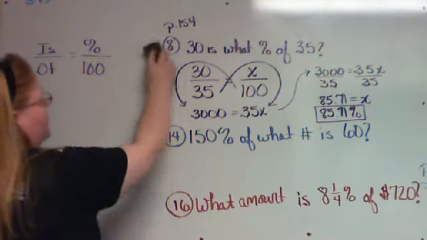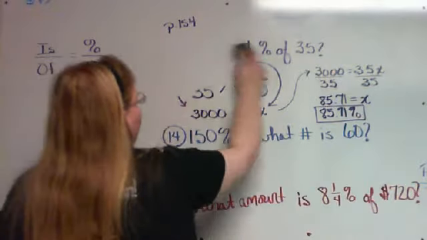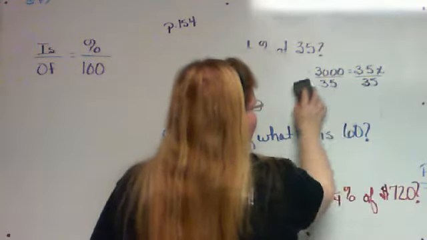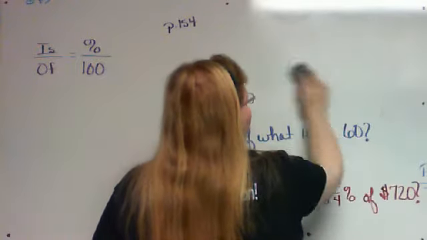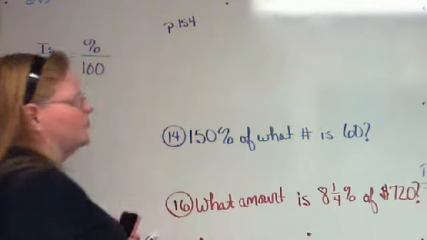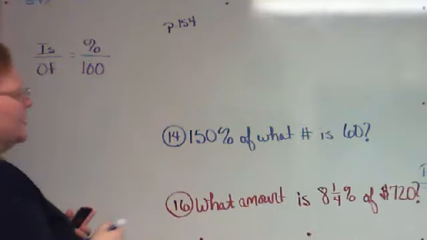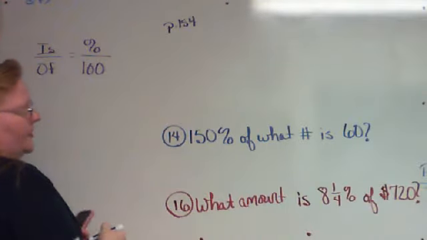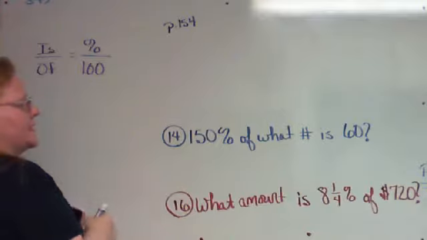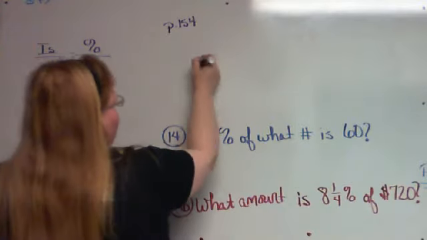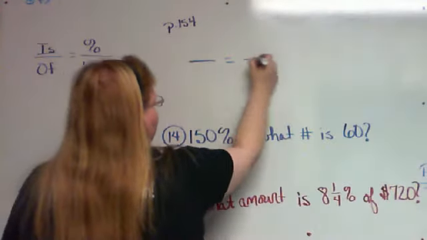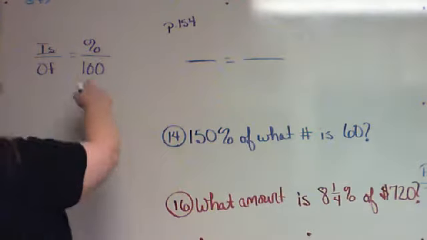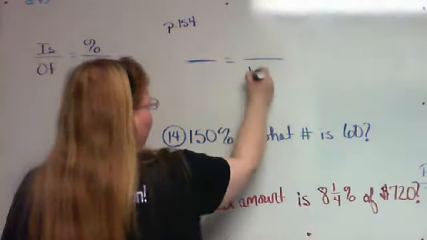Okay, these are all on page 154, by the way. Came right out of your book. That way I can use that spot for work. So here they say 150% of what number is 60. So I always start out with my basic look, and 100 is always 100.